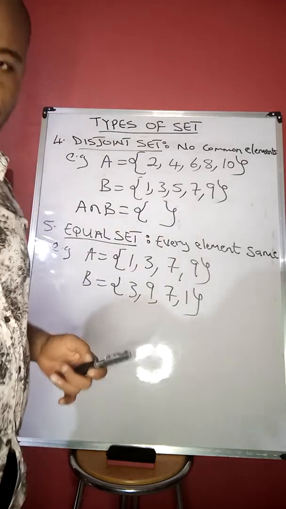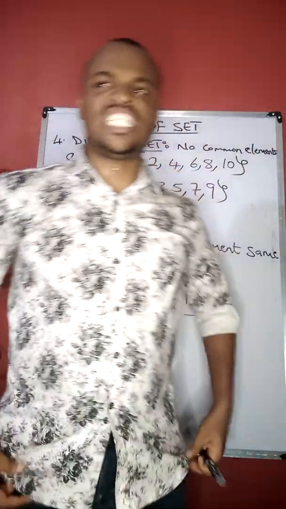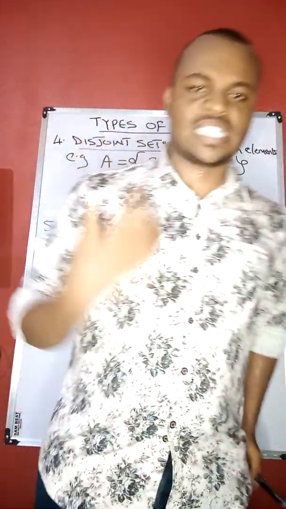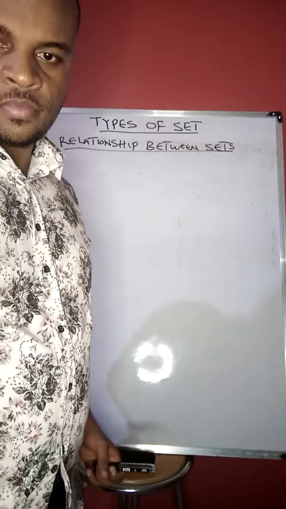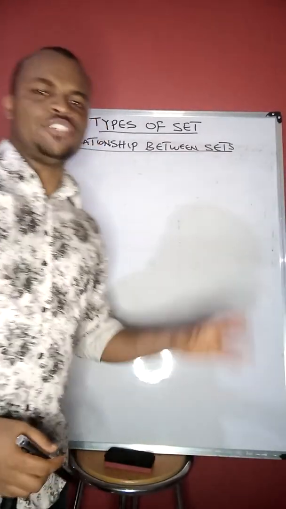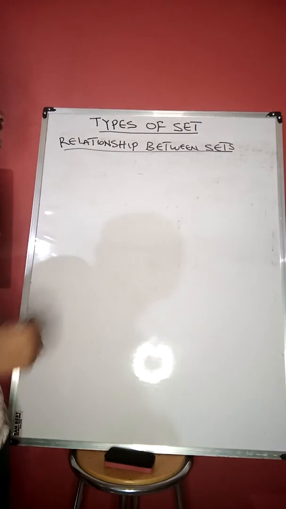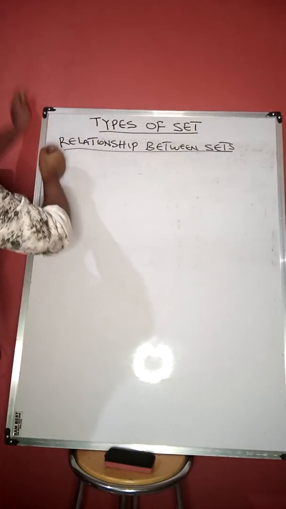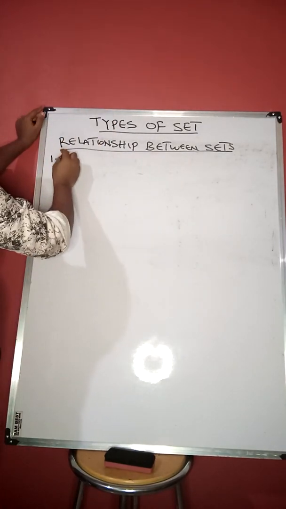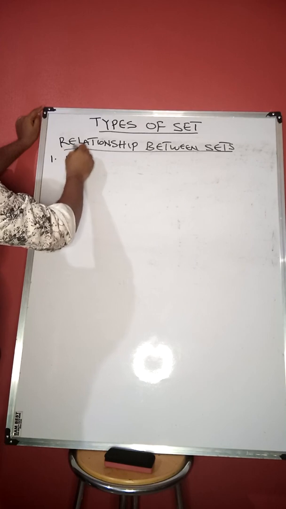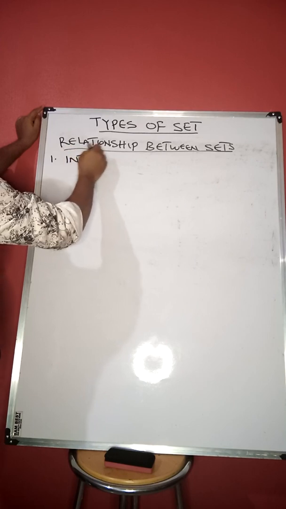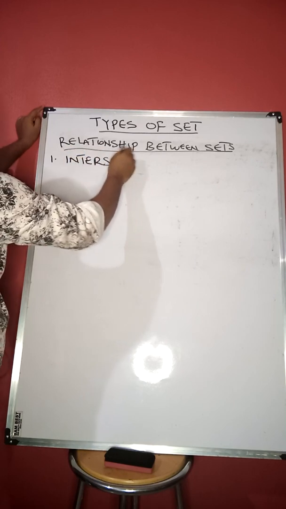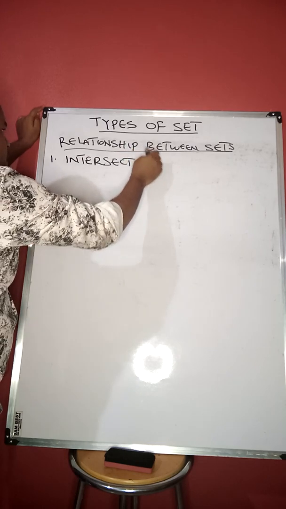All right, quickly we shall be looking at the relationships between sets. Now we are looking at the relationship between sets. The first relationship that exists between sets is what? The relationship called intersection. We just used it in one of our examples just now.